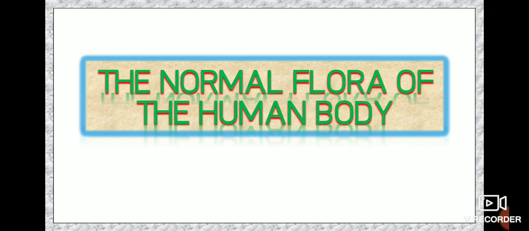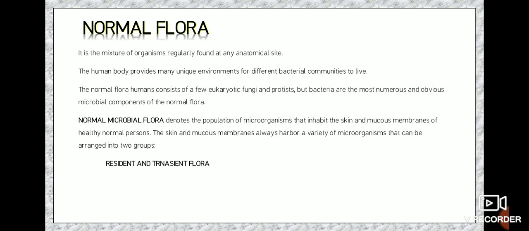Our topic for today is all about the normal flora of the human body. And what is the normal flora? Normal flora is the microorganisms regularly found at any anatomical site. The human body provides many unique environments for different bacterial communities to live. The normal flora of humans consists of a few eukaryotic fungi and protists, but bacteria are the most numerous and prevalent microbial component of the normal flora.